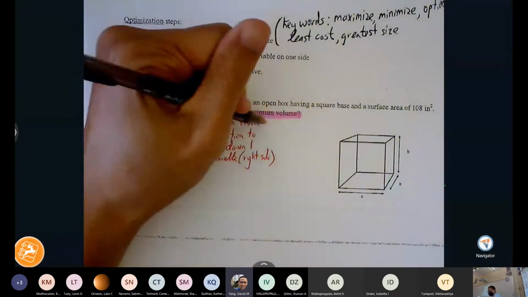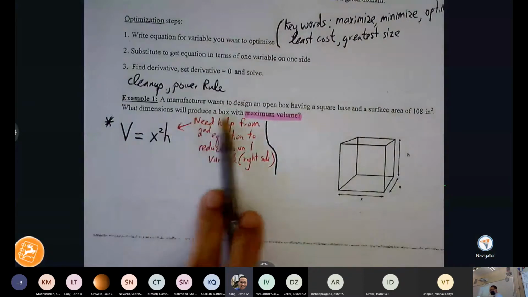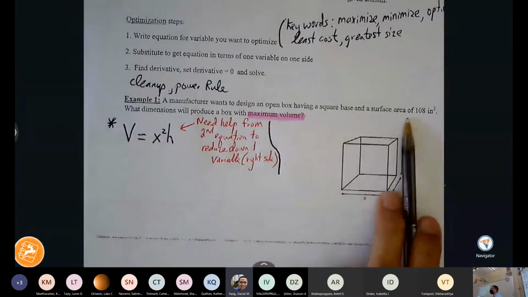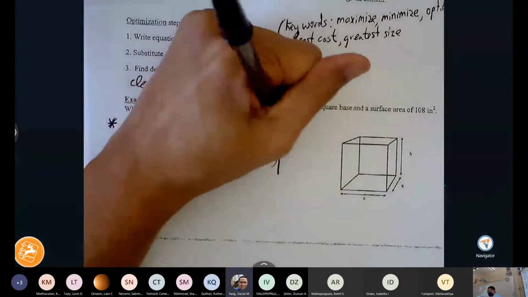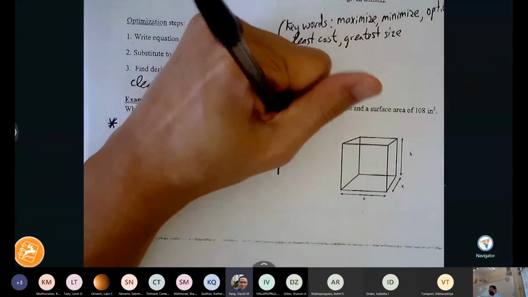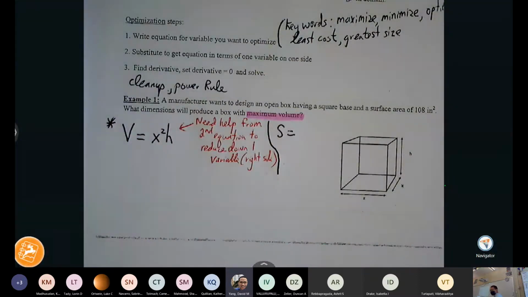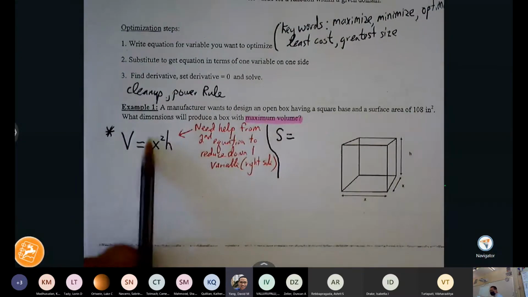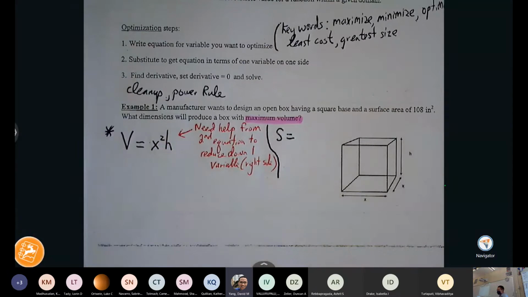So the help is going to come from, let's see, let's reread the problem here. What other information do they give us? They gave us information about surface area. So we're going to create an equation for surface area and see if that can allow for the cleanup that we need on the right side. Okay. So let's talk about surface area.